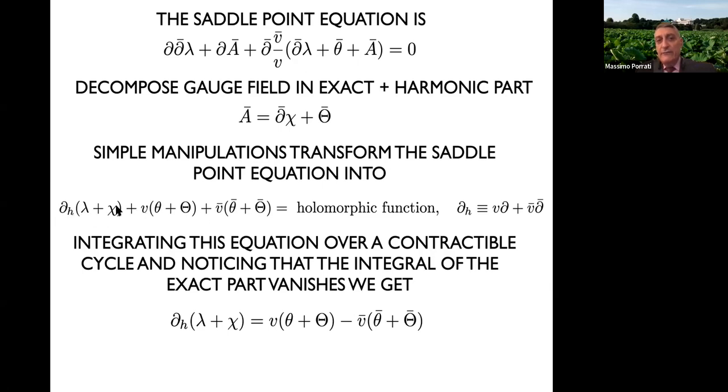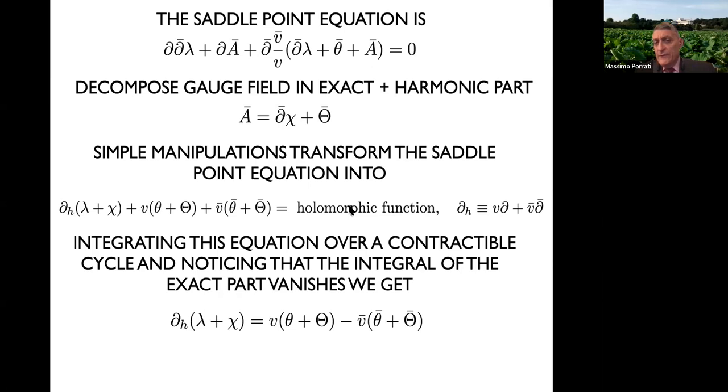You have a derivative of all the exact parts. Lambda is a small gauge transformation, a gauge transformation that can be connected to the identity. Chi is the exact part of the gauge field, because d bar of chi is a term in A bar. And here you have the sum of the two, lambda and chi, and d_h is the derivative along the trajectory determined by the vector v. So d_h is a derivative along the tangent to a homology cycle. Plus you have these two terms in v and v bar that are instead harmonic. Now, the equations of motion tell me that the sum of these three pieces, the derivative along the homology cycle plus this harmonic part, is a holomorphic function.